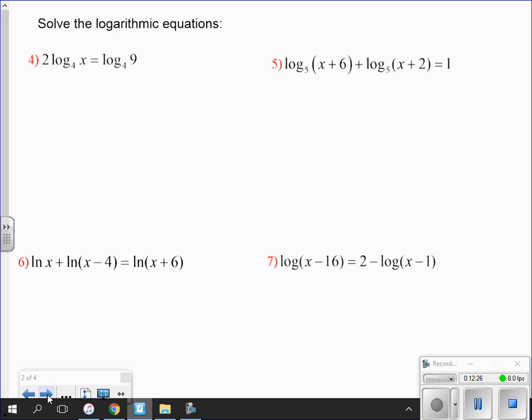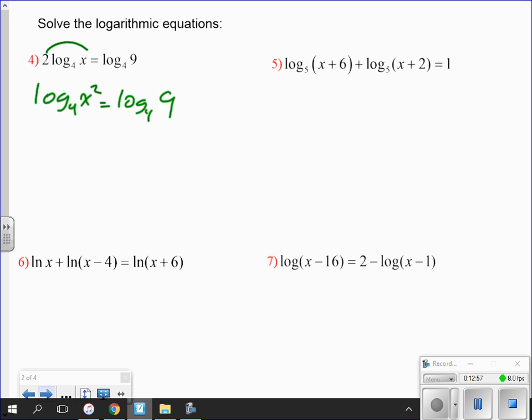If you have logarithms and nothing else, get a logarithm equal to a logarithm, and they have to be the same base. I look at this one, I have log base 4 on both of them. I want to get log base 4 of something equal to log base 4 of something. I don't have that here. I have the 2 in front. I have to bring that up and make it a power. So I have log base 4 of x squared equals log base 4 of 9.